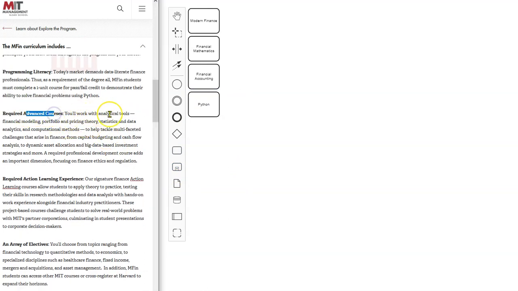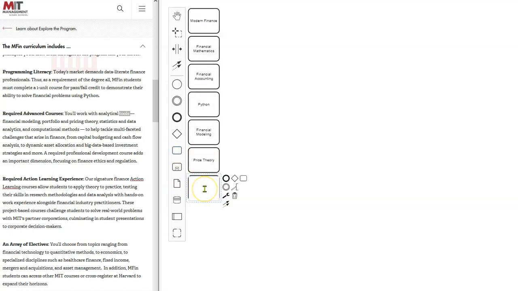Advanced courses, analytical tools, financial modeling, portfolio, price theory. Alright, so let's put that on here. Financial modeling, price theory. When I say price theory, you say price theory. Portfolio, I think that they mean portfolio theory for portfolio theory. Statistics and data analytics.